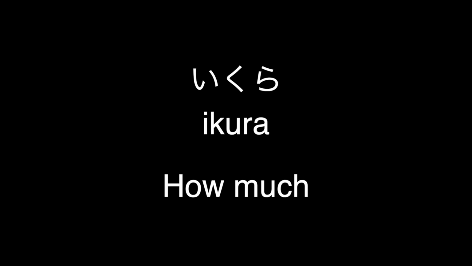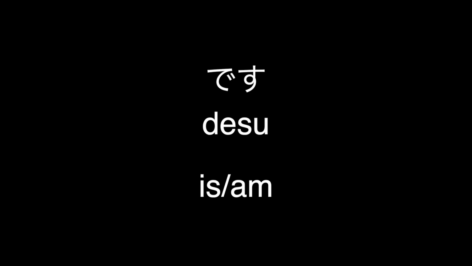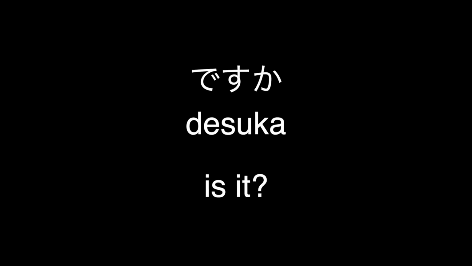So if I wanted to ask how much is this, I would say kore wa ikura desu ka? Kore wa ikura desu ka? Ikura means how much. Now in that phrase, kore wa ikura desu ka, I said the word desu ka. Now what does the word desu ka mean? Well, if you remember, we said that the word desu means is, but I put a ka at the end of it, which is a question mark. So desu ka means is it? So just as a reminder, if we put ka at the end of a sentence, it becomes a question in Japanese. Desu ka is a question and desu is a statement.